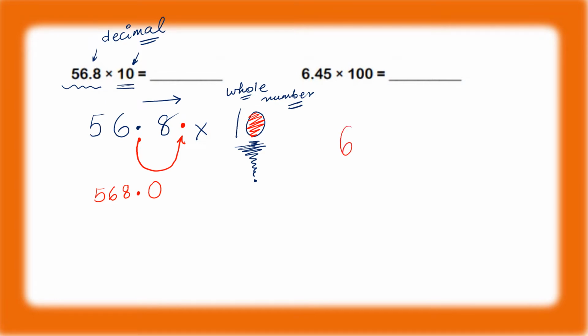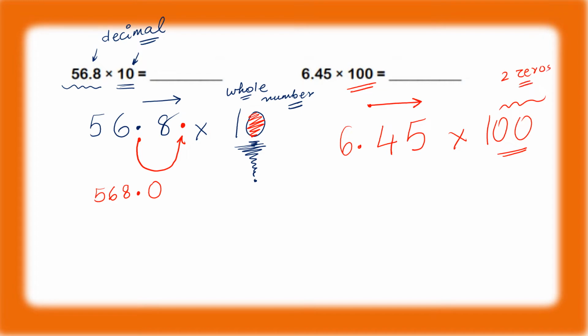In the second question, it's written 6.45, and this is multiplied by 100, right? Now 100 has how many zeros? 2 zeros. So you will move this decimal towards the right 2 places. The 100 has 2 zeros at the end, so you will move 2 places to the right.